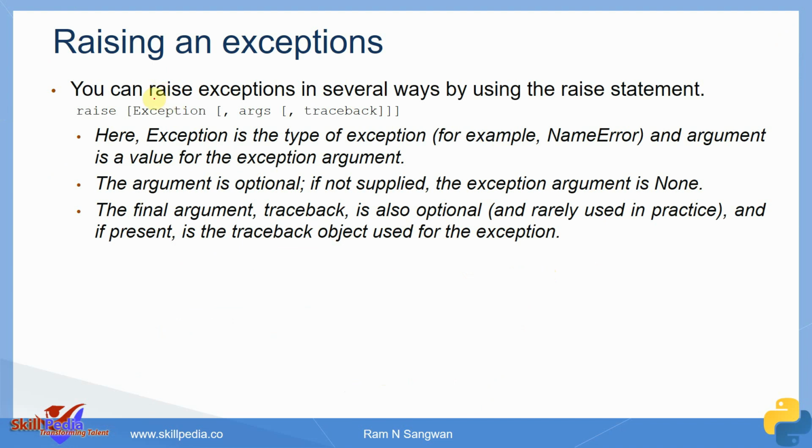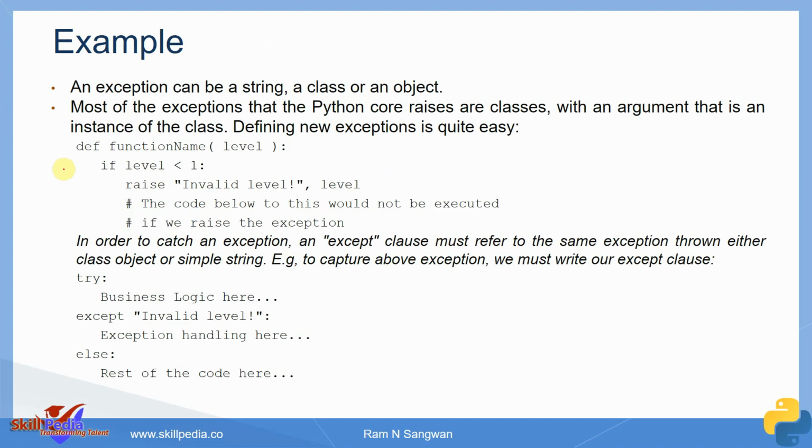Raising an exception. You can raise an exception in several ways by using the raise statement, like raise Exception, argument, traceback. Here Exception is the type of exception, for example NameError, and argument is a value for the exception argument. The argument is optional. If not supplied, the exception argument is None. The final argument, traceback, is also optional and rarely used in practice, and if present, it is the traceback object used for the exception. Look at the example now to make it clear.